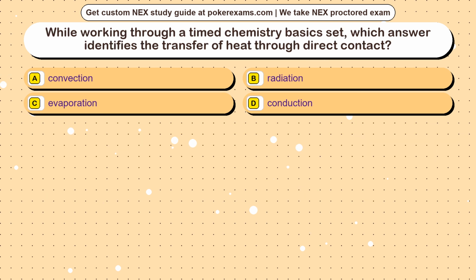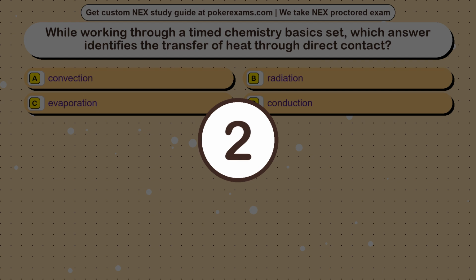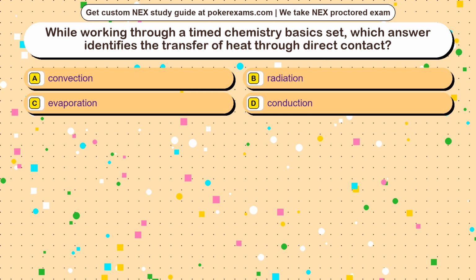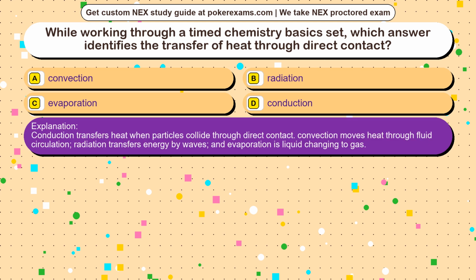Question 8. While working through a timed chemistry basics set, which answer identifies the transfer of heat through direct contact? Option A, convection. Option B, radiation. Option C, evaporation. Option D, conduction. The correct answer is option D. Conduction transfers heat when particles collide through direct contact. Convection moves heat through fluid circulation, radiation transfers energy by waves, and evaporation is liquid changing to gas.